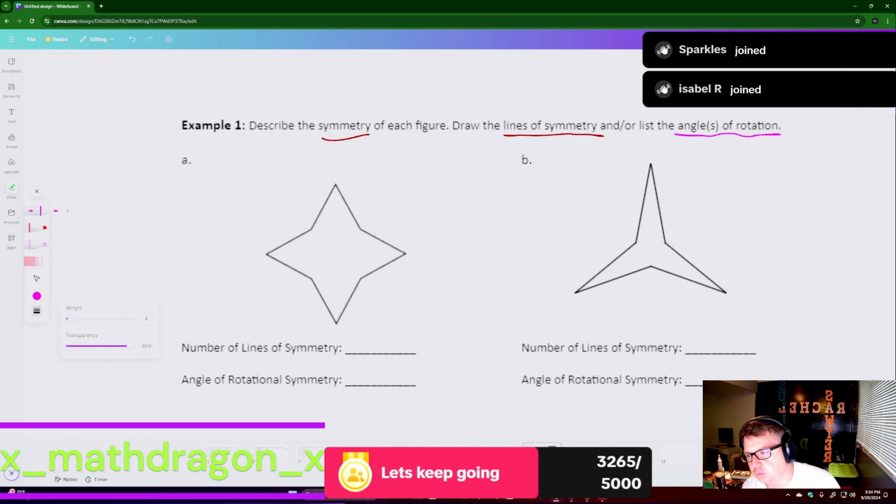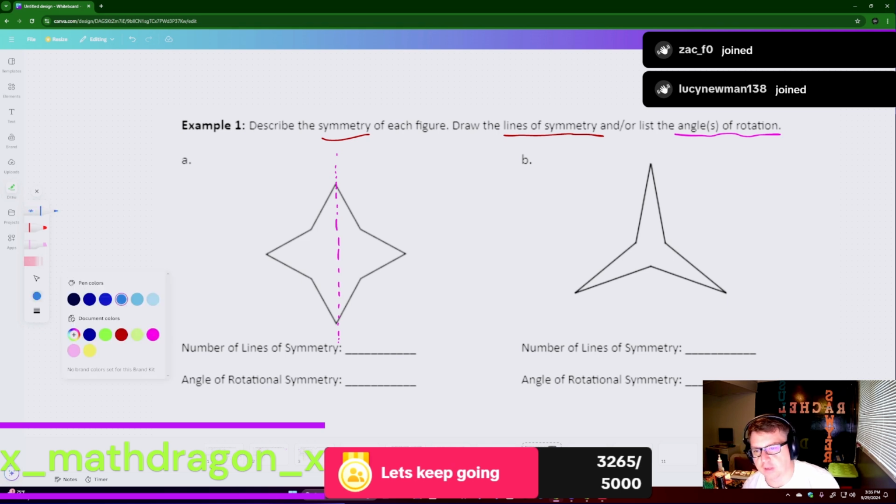So how we do that is we start to look at these and ask, can we fold it in half somewhere? If I go right down here, can I fold this side and have it match the other side? Will it flip over onto that same side? And the answer is yes. So this is a line of symmetry.